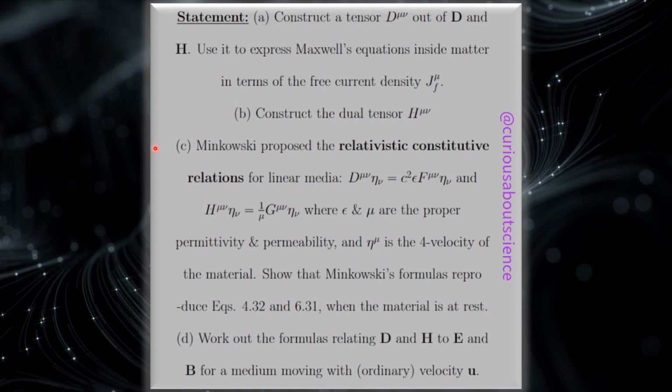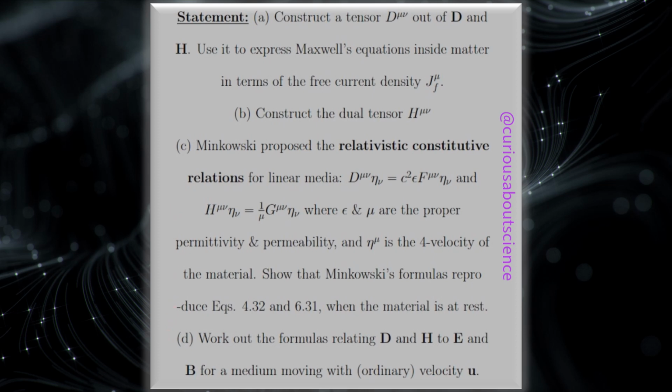C. Minkowski proposed the relativistic constitutive relations for linear media: D^{μν} η_ν = c² ε F^{μν} η_ν. And of course, we have one with the dual tensors, except the constants turn out to be 1 over μ, which we saw before with how the auxiliary fields are put together with their relationships. So here, ε and μ are the proper permittivity and permeability respectively, and η^μ is the four-velocity of the material. Show that Minkowski's formula reproduces equations 4.32 and 6.31 when the material is at rest.